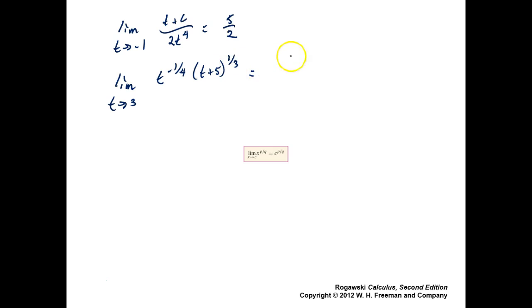So the first part would be 1 over, and since they wrote it this way, I'm going to leave it this way, 3 to the 1/4 power, which is the same as the fourth root of 3. Okay? I don't know what that is. I really don't care what it is too much, so I'm going to leave it like that. If you want to get a numerical answer, we will. Okay? What about the next part?